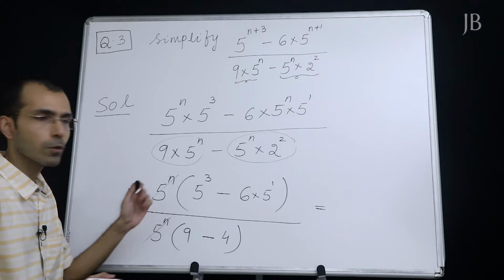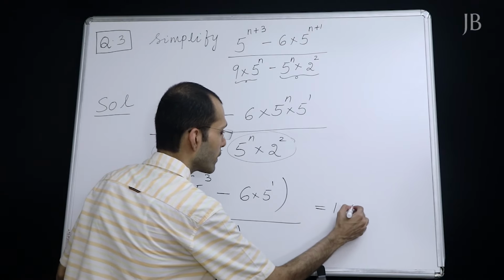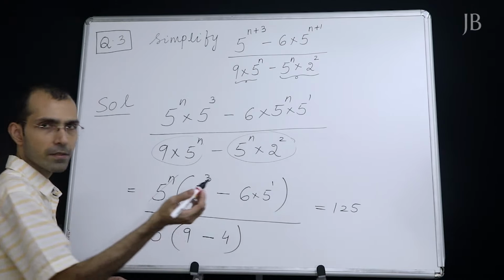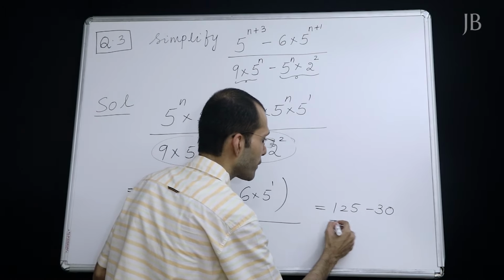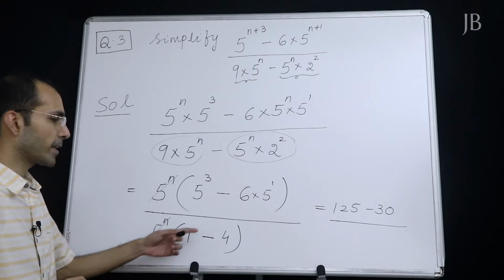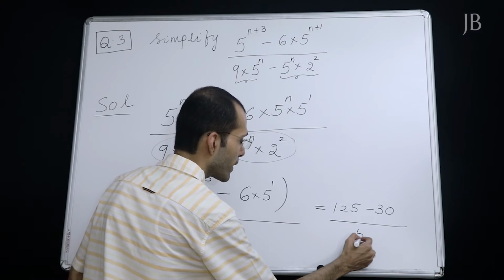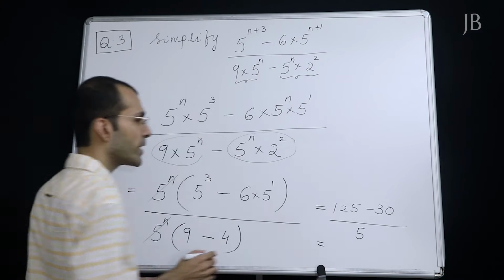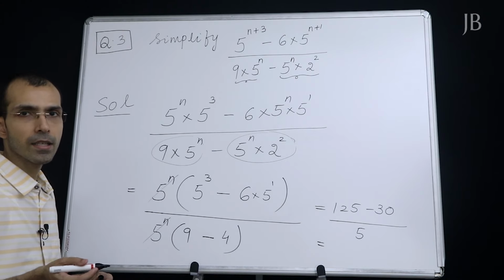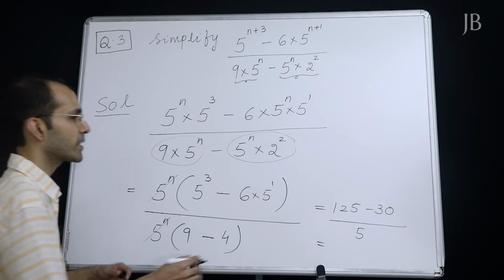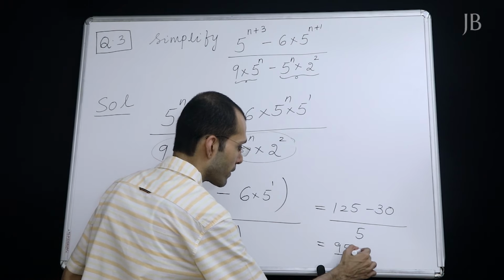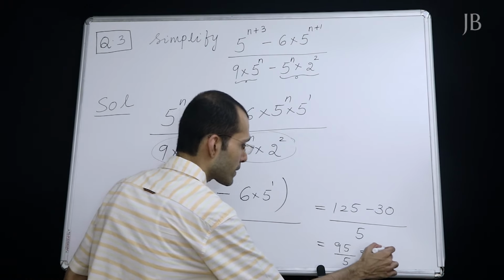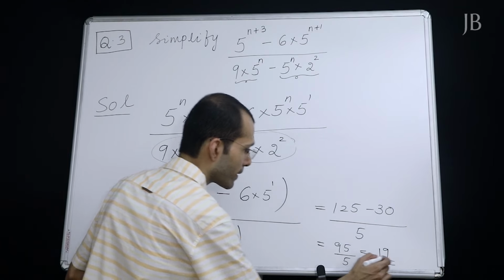Phi cube is 125, phi raised to 1 is 5 into 6, that is minus 30. The whole divided by 9 minus 4, which is 5. 125 minus 30, how much? 95. So 95 upon 5. This nicely works out to be 19.